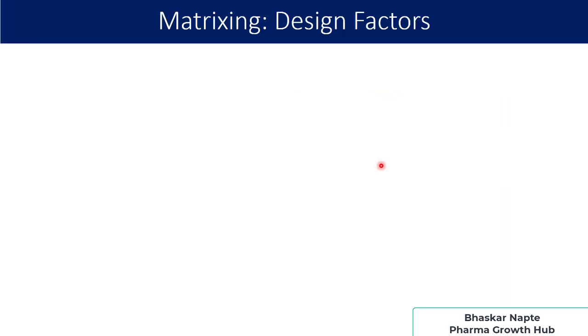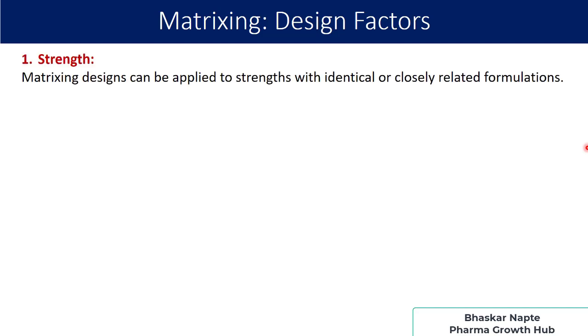So what are the various design factors you must consider when it comes to matrixing? The strength. If you have multiple strength dosage forms, you can certainly use matrixing for designing the stability protocol. So, matrixing designs can be applied to strength with identical or closely related formulations. So, what is meant by identical? What is meant by closely related formulations? We are essentially talking about the dose proportionate formulations, not much difference from one another.